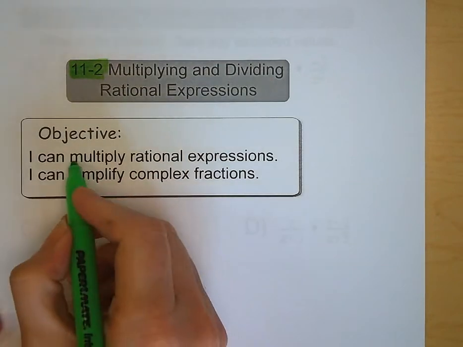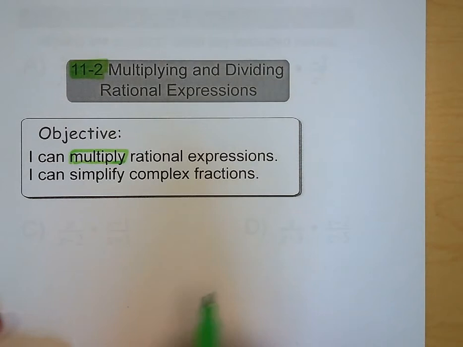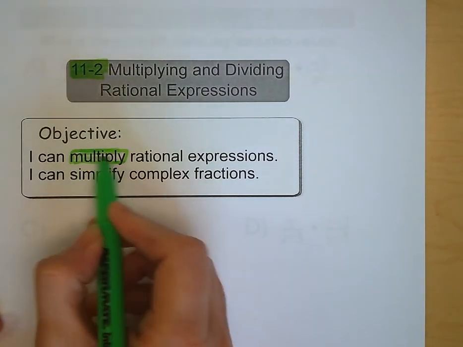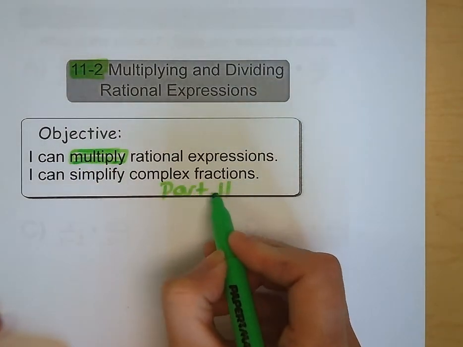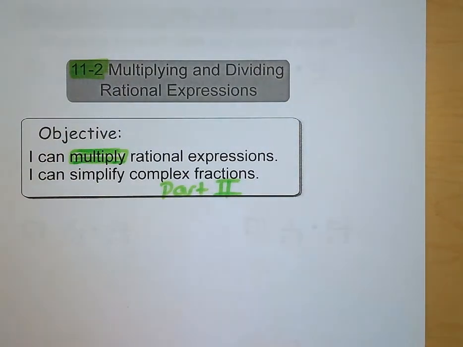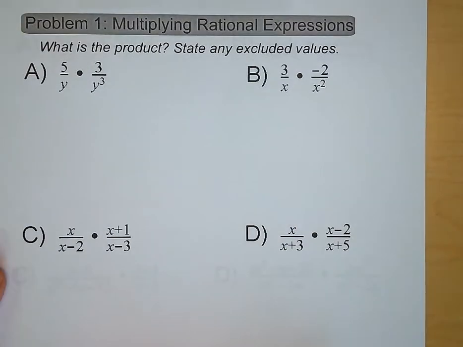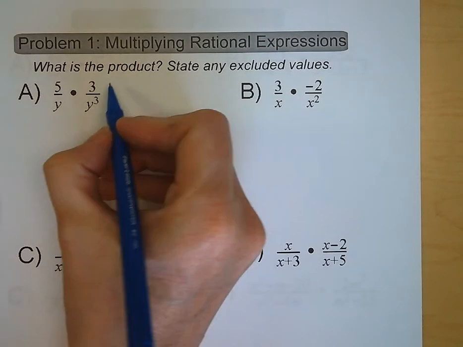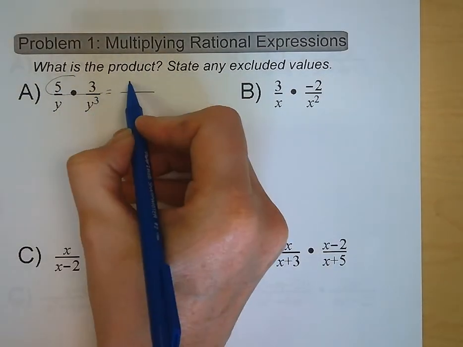Our objective for the day is going to be to multiply rational expressions, and we will deal with simplifying complex fractions next time. So problem number one is just going to be multiplying rational expressions. And we want to know what is the product, and we want to state any excluded values.